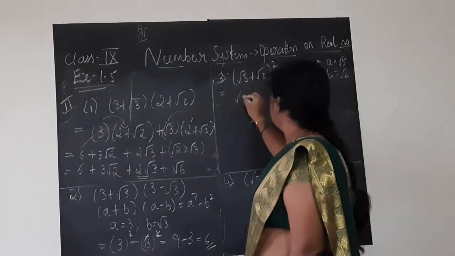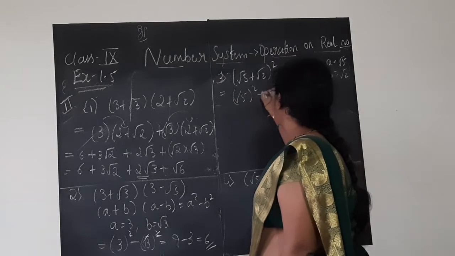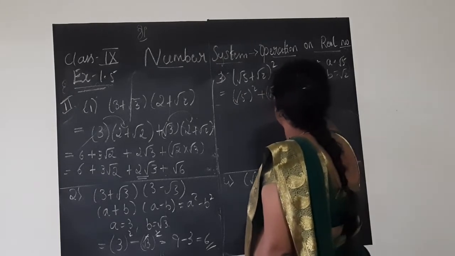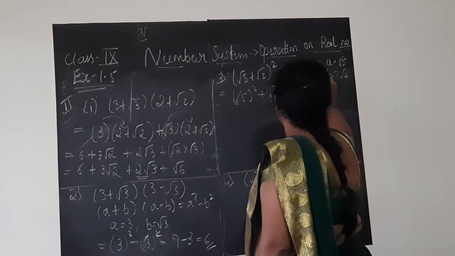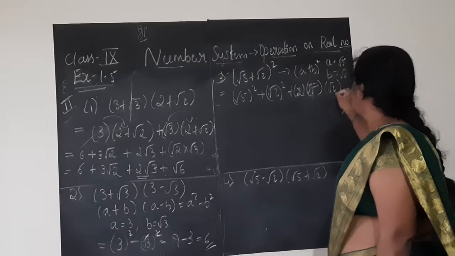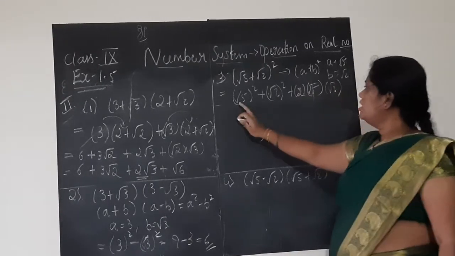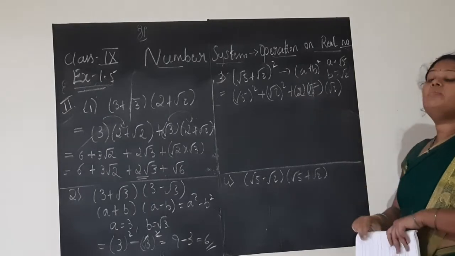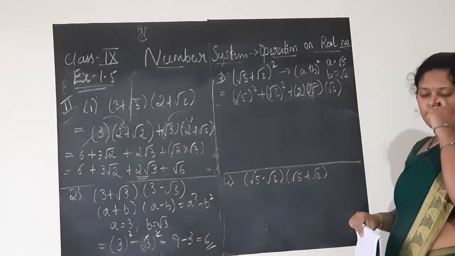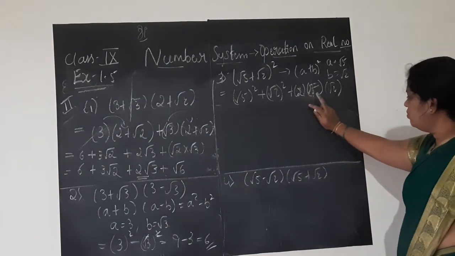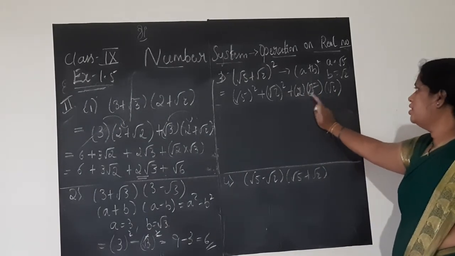I will not write the expansion, directly with numbers I write. a square means square root 5 whole square, plus b square, plus square root 2 whole square, plus 2 into square root 5 into square root 2. See, a square, b square, 2ab. Each term I am writing in the bracket here. I said, if at all you have a minus sign, then you will go wrong. So for plus sign also, make a habit of writing each term individually in the bracket.